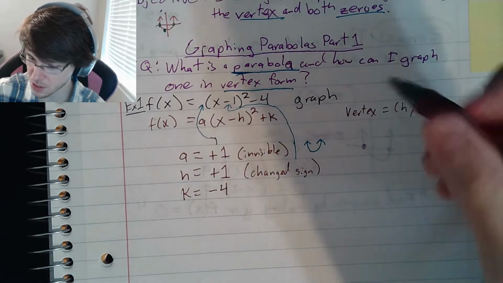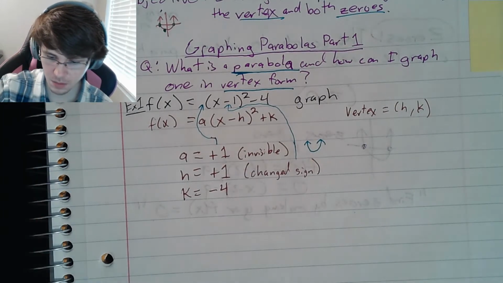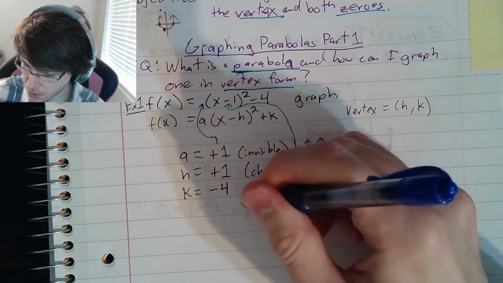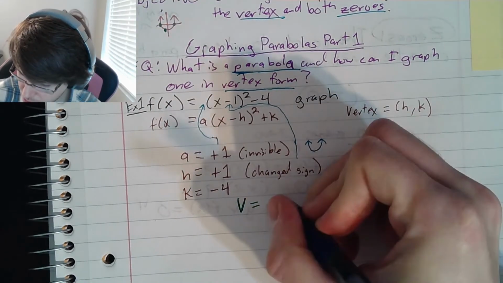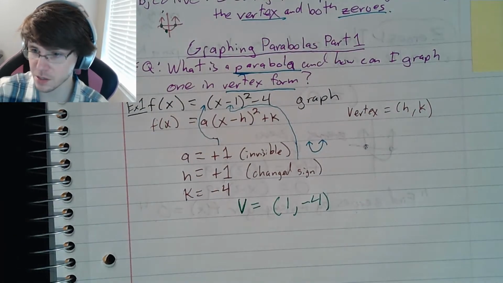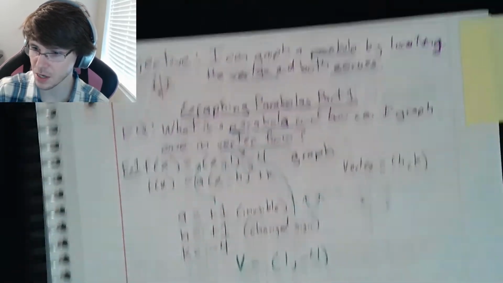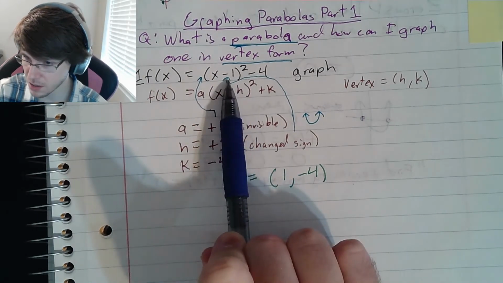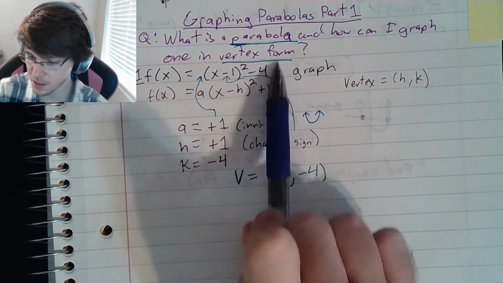Our vertex for this question is guaranteed to be, where am I going to write it? I'm going to write it in green. We're going to say our vertex there, which I'm going to use the letter V for, is the coordinates 1, comma, negative 4. So that's our first important coordinate. We can graph the vertex here by locating the vertex and both zeros. We have found the vertex. Again, how did I find that vertex? It's this guy right here where I changed the sign. That is my x value. And it's this guy right here, literally just copied.